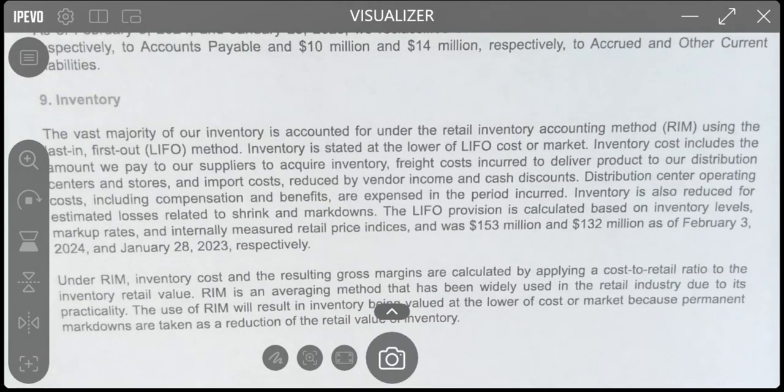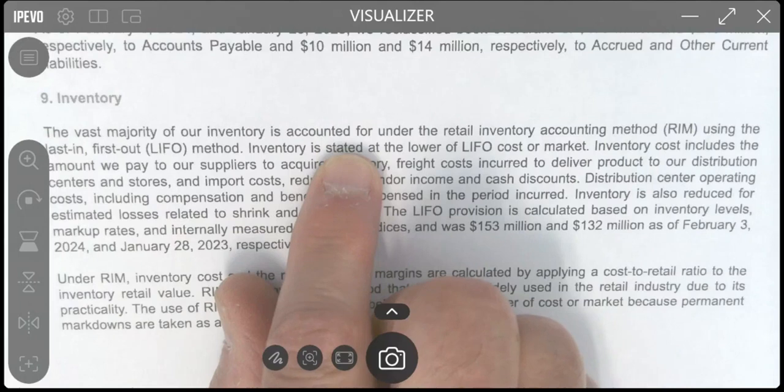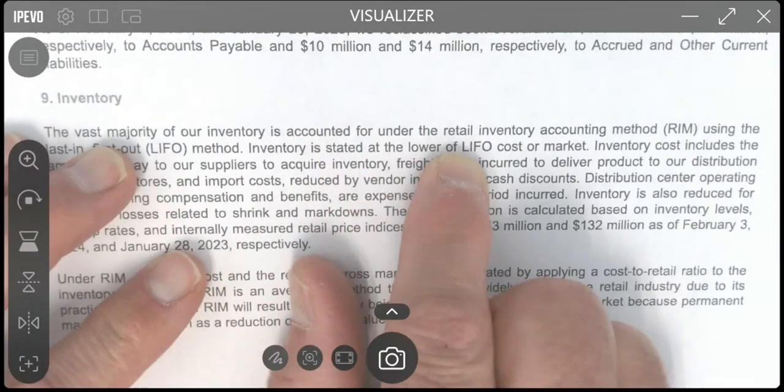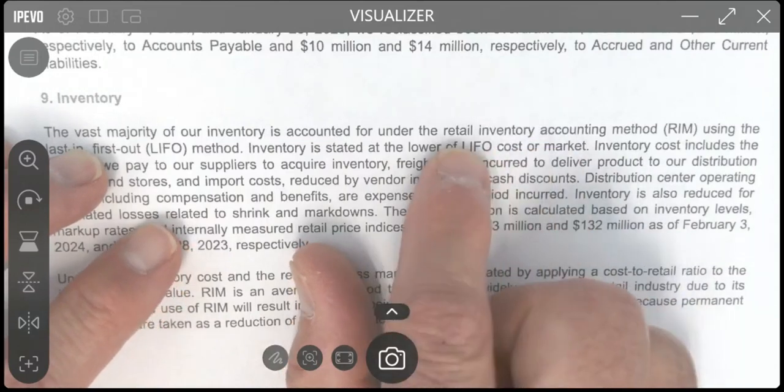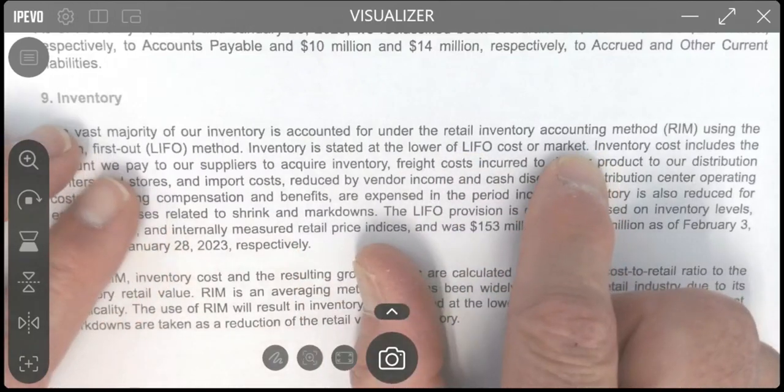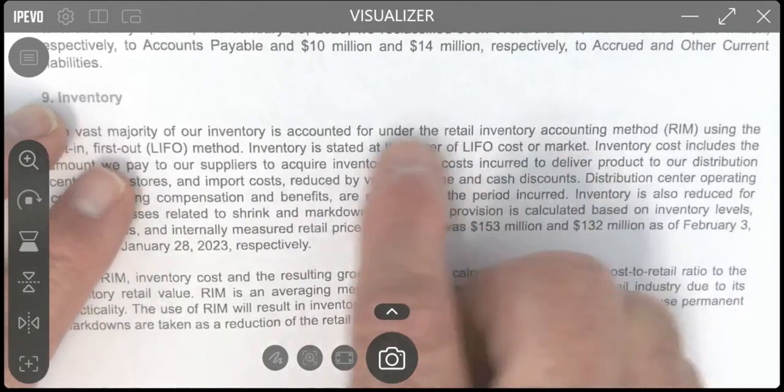So, footnote 9 of Target's financial statements and annual report: The vast majority of our inventory is accounted for under the retail inventory accounting method, put short as RIM, using the last in, first out, stated briefly, LIFO method. Inventory is stated at the lower of LIFO cost or market. What that's saying is that the number you see on the balance sheet is the lower of its LIFO cost to Target (you'll learn what LIFO cost means) or the market value. The lower of those two.